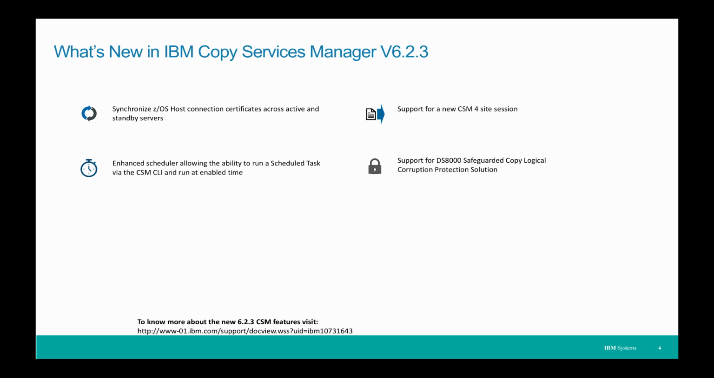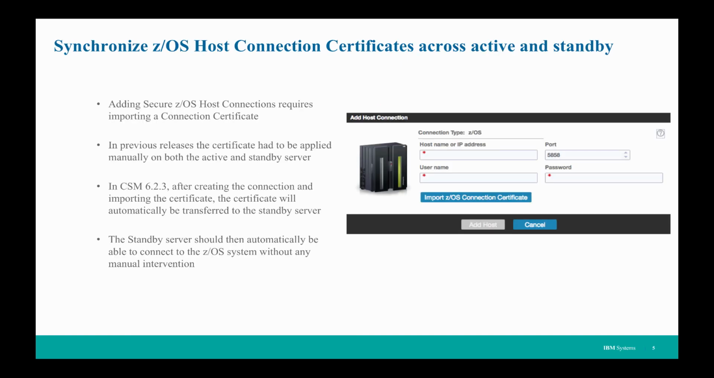Here's a high-level view of them, just so you get a quick screenshot, but I'll walk through each one of these individually. All right, the first one, this was a customer request we were able to get in. It's the ability to synchronize the z/OS host connection certificates from the active to the standby server. So what does this mean?